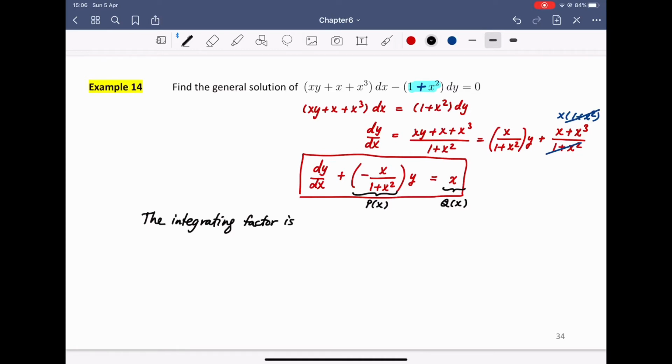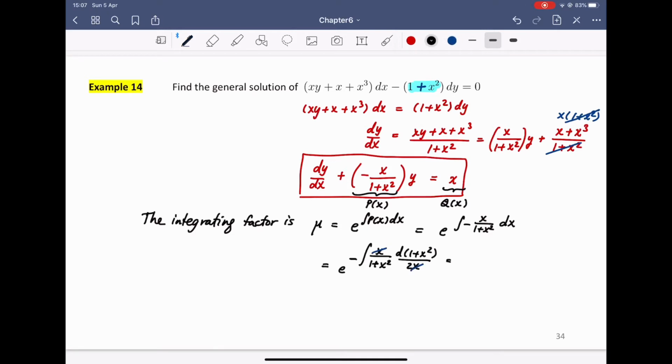Now the integrating factor is mu equal to e to the integral of P(x) dx. Well, this is e to the integral of negative x over (1 plus x squared) dx. Then how do you integrate this? So this is, let's say, e to the negative integral of x over (1 plus x squared), d(1 plus x squared) over 2x, right? And then you cancel x here.